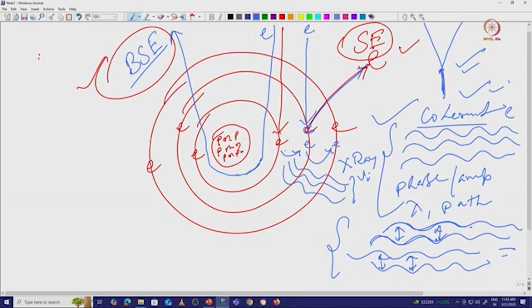So there will be some electrons that will just pass through. There is no intention to interact. So this electron is a coherent electron beam, and this coherent electron beam is going as it is. These electrons are called unscattered electron beam.